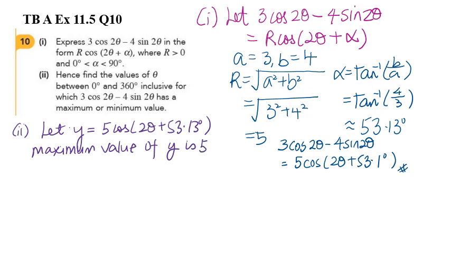Okay, so maximum value of y is 5. And that happened when cos(2θ + 15.13) is equal to 1. Okay, and we understand that cosine of an angle will give me 1 when the angle is 0 degrees and 360 degrees.